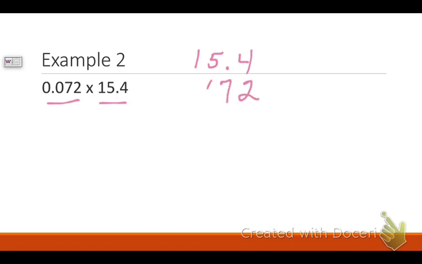Alright, it does not matter that the decimal points are lined up. 2 times 4 is 8. 2 times 5 is 10. Carry the 1. 2 times 1 plus 1 is 3. We're done with that 2.